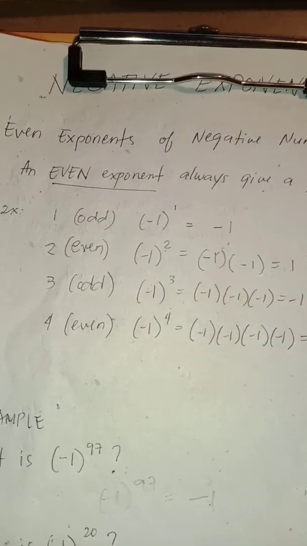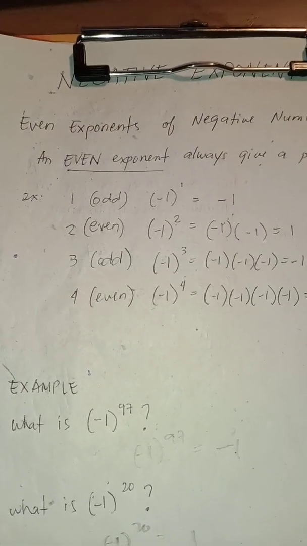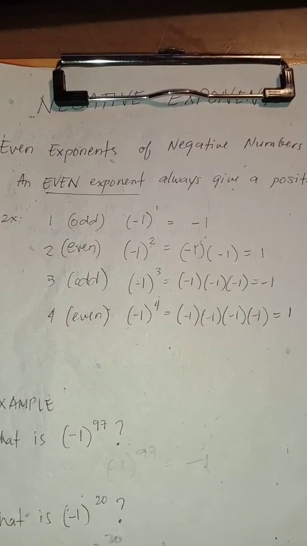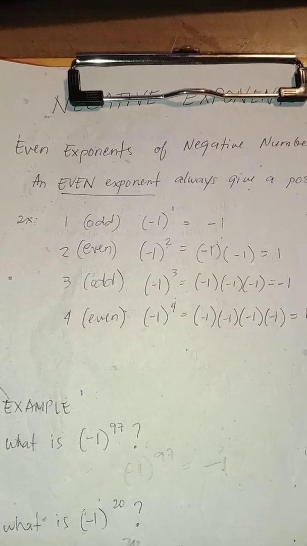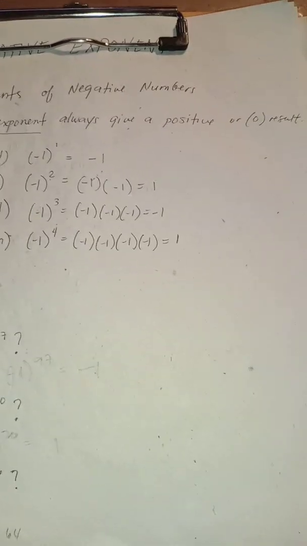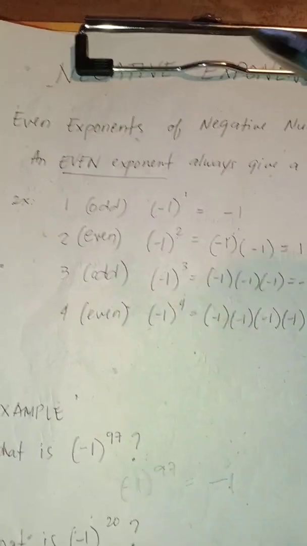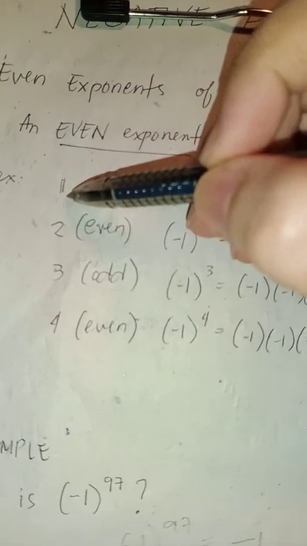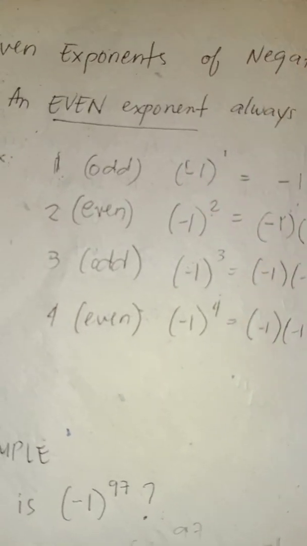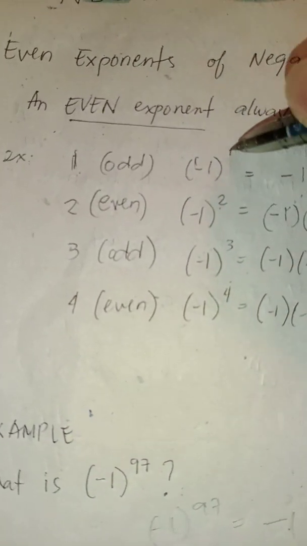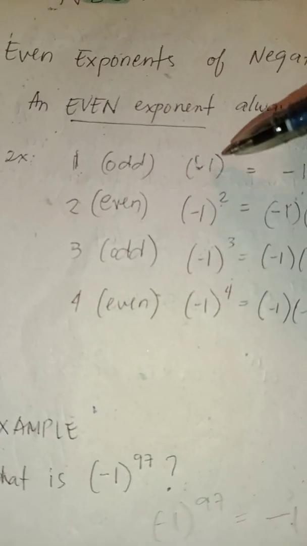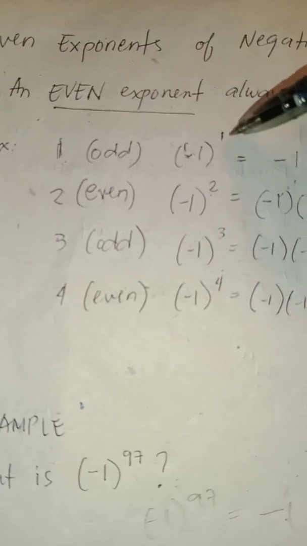Ito pa, may paalala pa kapag negative yung exponent, no? Even exponent of negative number. May note, no? Kung even yung exponent, an even exponent always gives a positive or zero result. Sample, no? 1, di ba, odd number yan. So, negative 1 raised to the power of 1. Negative yung base mo, negative 1 raised to the power of 1.